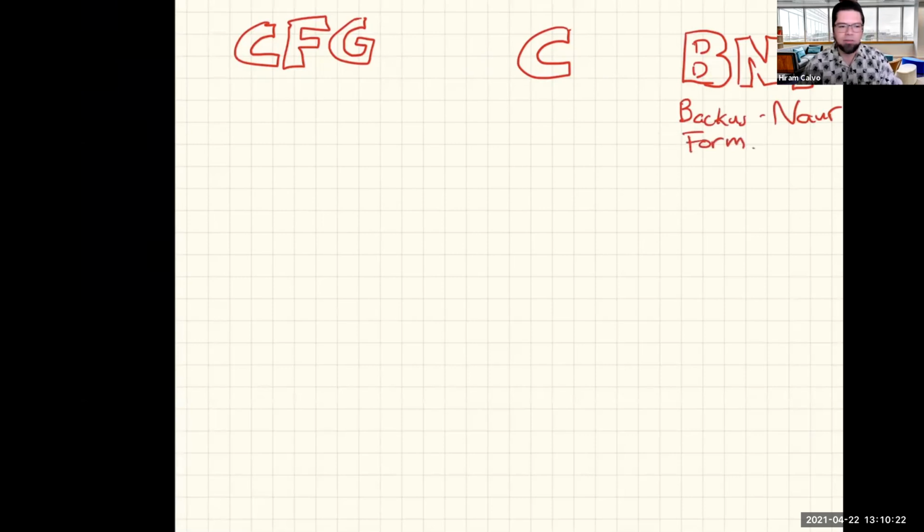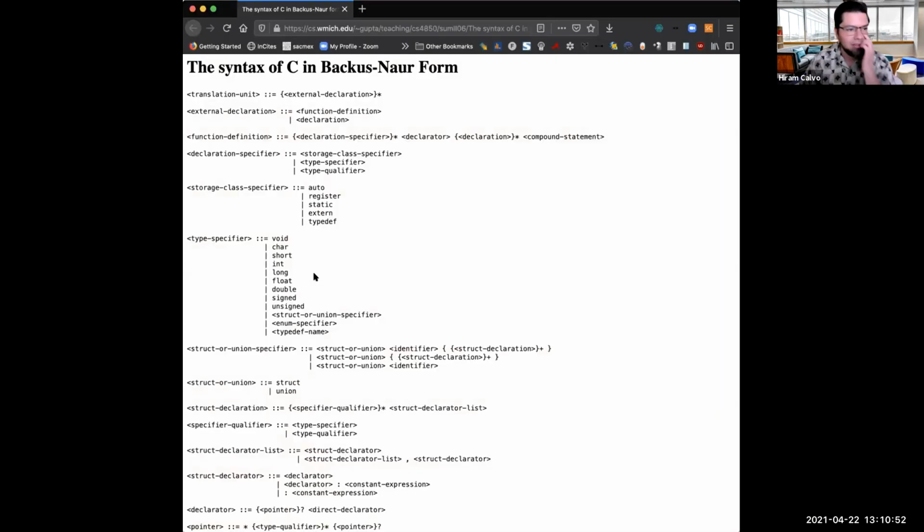Let me try to quickly find an example for this before going on. Even for learning Java, you should have come across something like this. But as I don't like Java, I will project this. So this is Backus-Naur form.